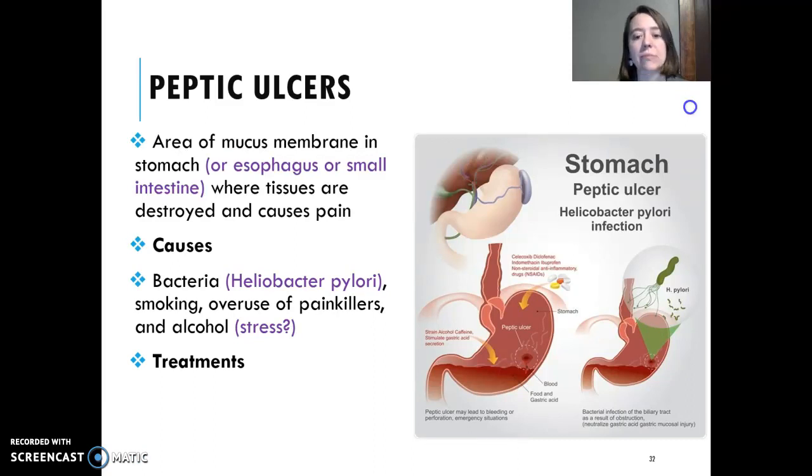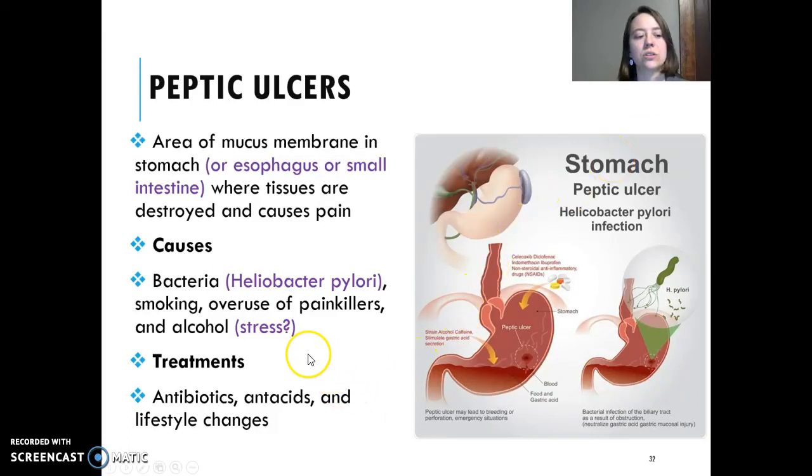So what do we do if it happens? So one can take antibiotics to get rid of this little guy. Antacids, we know, would buffer the acid, and so would make that not hurt as much. And lifestyle changes. If it has to do with stress, alcohol, too many painkillers, or smoking, then you would want to make changes to make your ulcers not as bad.